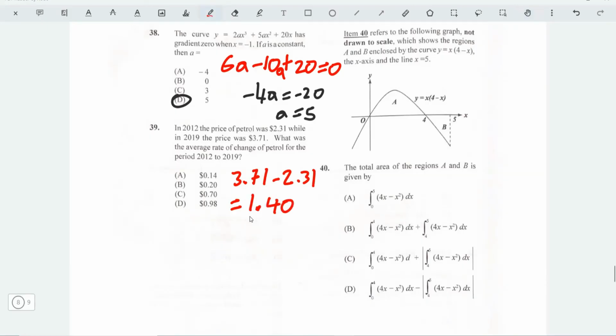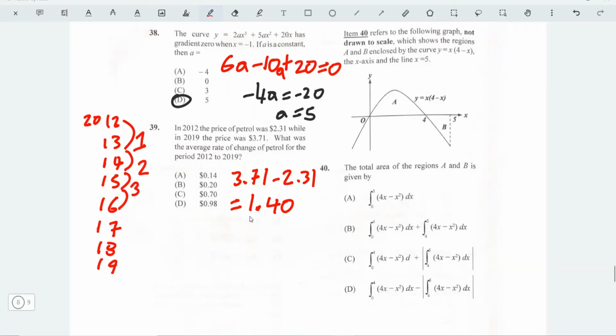From 2012 to 2019, you have 2012, 13, 14, 15, 16, 17, 18, 19. From this to this is 1 year. Here to here is 2 years, 3 years, 4 years, 5 years, 6 years, 7 years. So that's a 7-year period. So divide 1.4 by 7 to get 0.2. So each year it increased by 0.2.